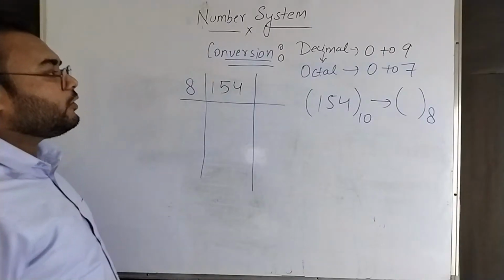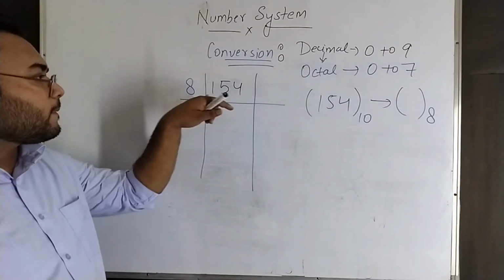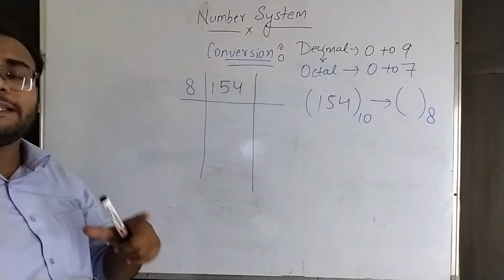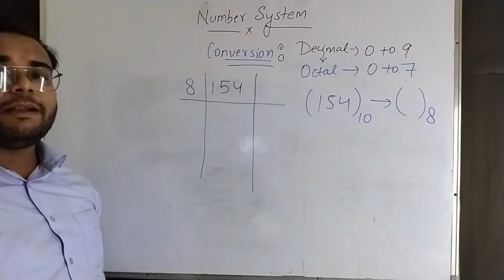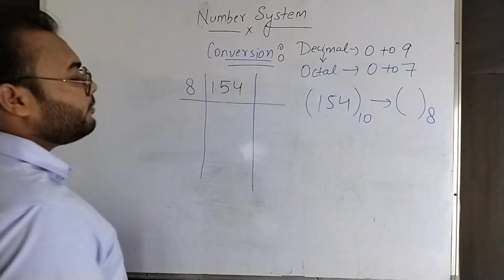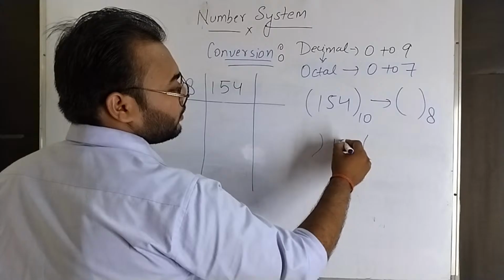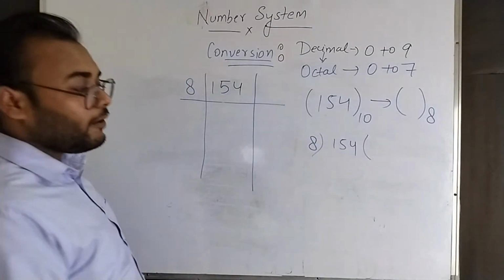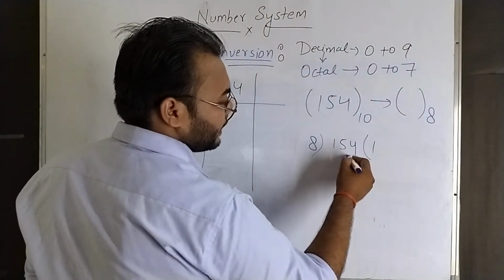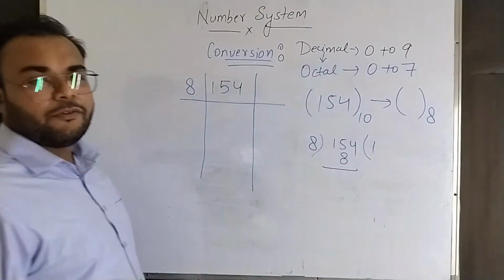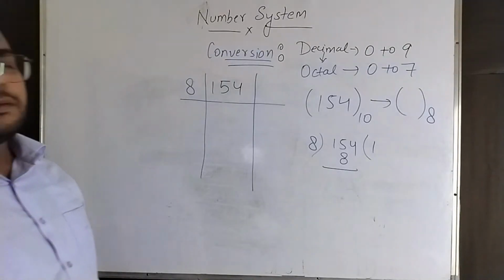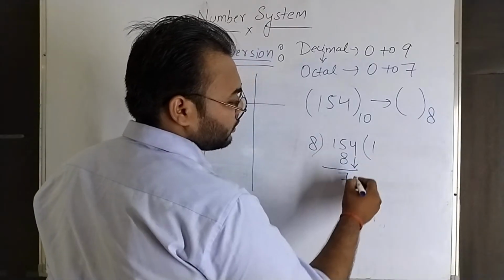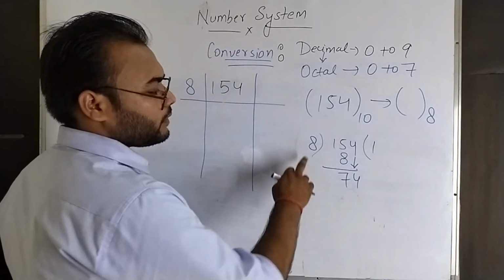Now, if you are going to convert 154, which is in decimal form, to octal form, we have to divide this number by 8. When we divide 154 by 8, what do we get? 8 ones are 8. 15 minus 8 is 7, and here the 4 will be copied down.